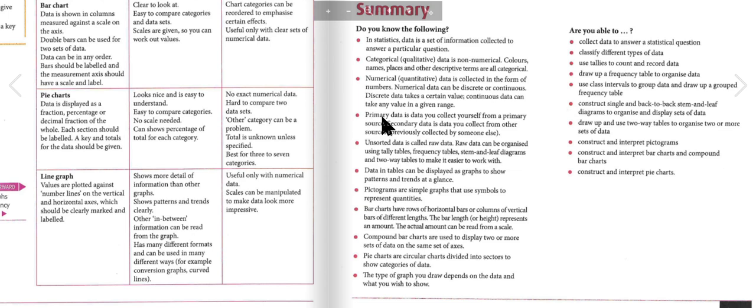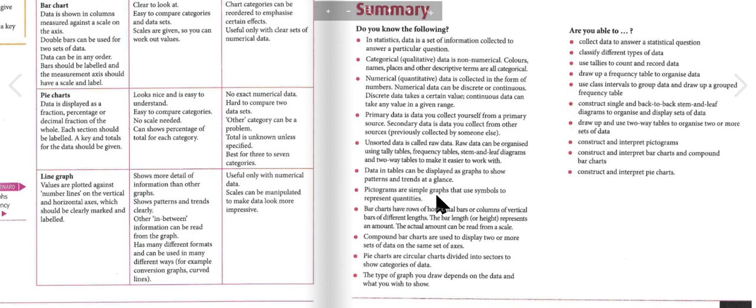Primary data is the data you collect yourself from a primary source. Secondary data is data you collect from other sources, previously collected by someone else. Unsorted data is called raw data. Raw data can be organized using tally tables, frequency tables, stem and leaf diagrams, and two-way tables to make it easier to work with. Data in tables can be displayed as graphs to show patterns and trends at a glance.